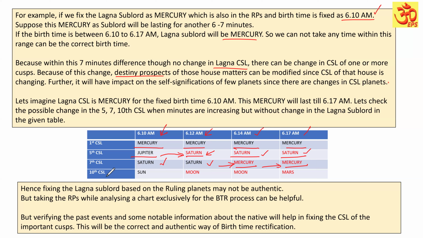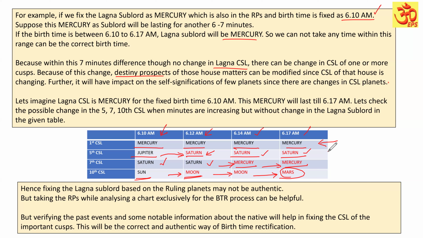But look at the 10th sublord planet. Sun was the sublord of the 10th house at 6:10 a.m. But at 6:12 a.m., Sun is moving towards Moon. Then 6:14 also Moon. When 6:17 is coming, it is changing to Mars. Now you can see that for a 7 minutes duration, the Lagna sublord is going to remain the same, but there will be changes within 2 minutes difference in the fifth sublord, seventh sublord, and 10th sublord also. So just by fixing the Lagna sublord as Mercury, if it is present in the ruling planets, how can we say that is going to be authentic?